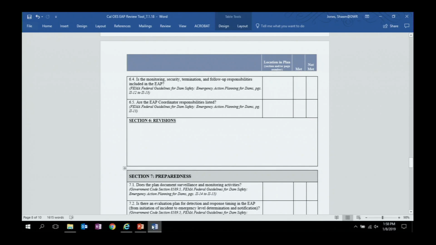And who is the EAP coordinator, and what are their responsibilities? So you want to identify what those are. And again, Casimira had mentioned too that some of these titles may all be the same person. And if that's so, let's make sure that in the EAP you identify that.